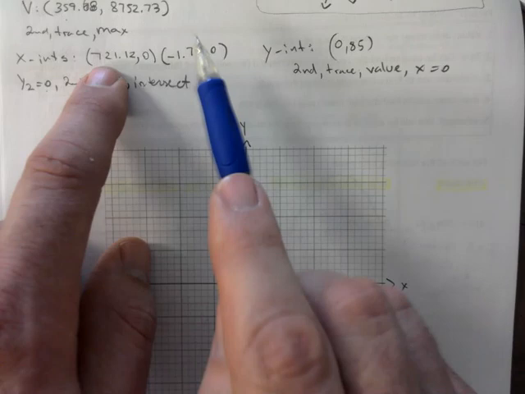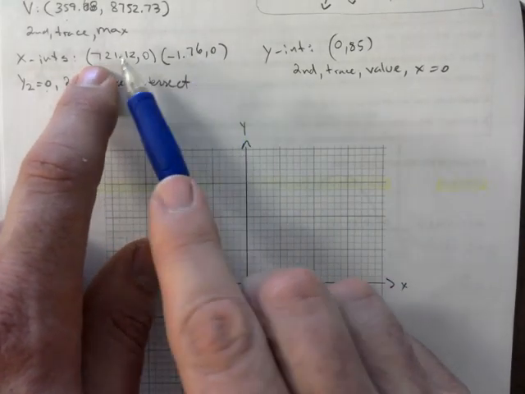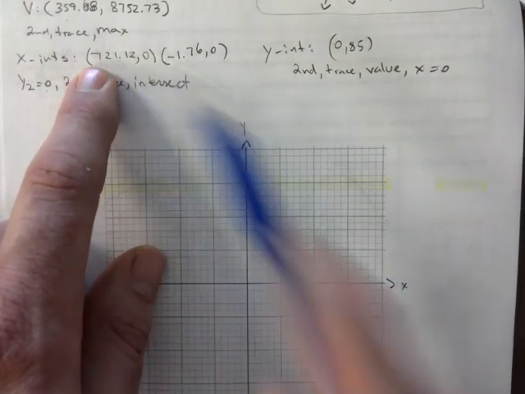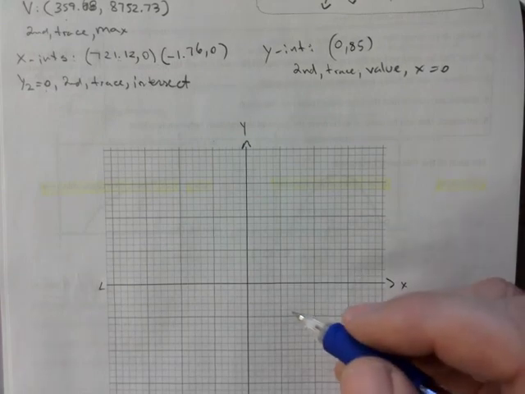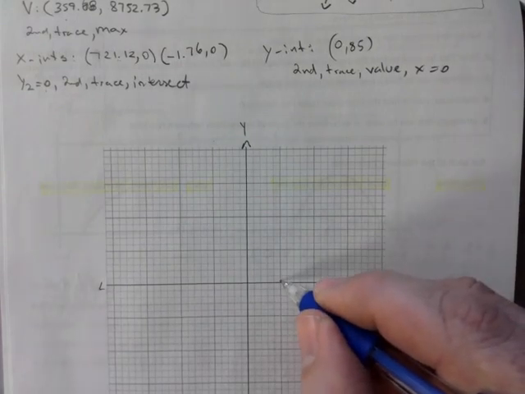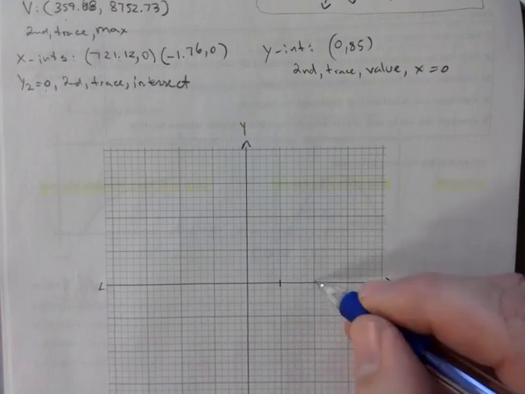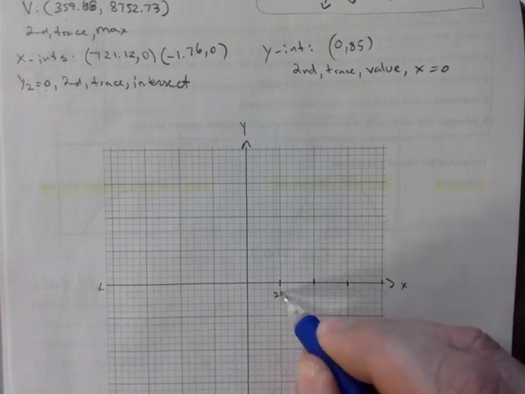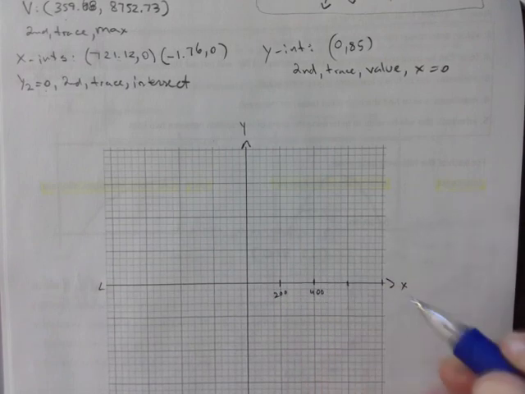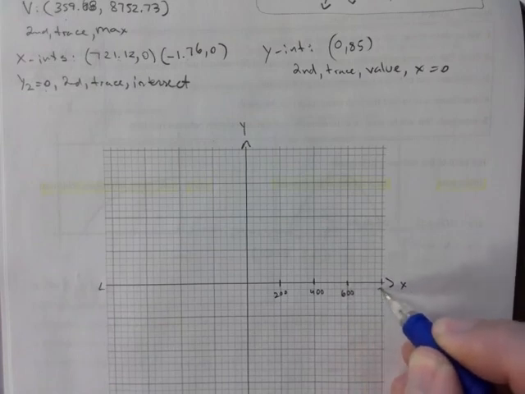And now you need to determine a scale that's going to work for you. Let's look at the x-axis first. I need to go all the way out to 721 positive, okay? And so I need to make sure that works out. So I'm going to go 100. No, that's not going to work, right? I need to go 200 at a time. 200, 400, 600, 800.